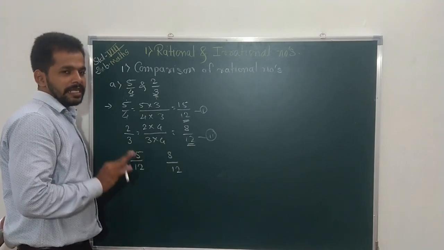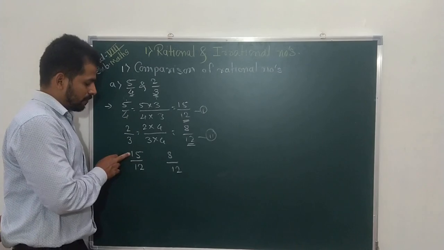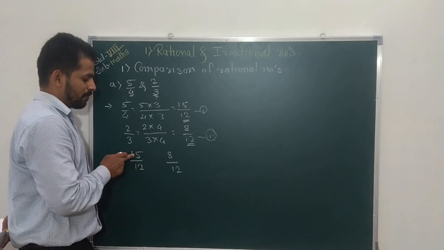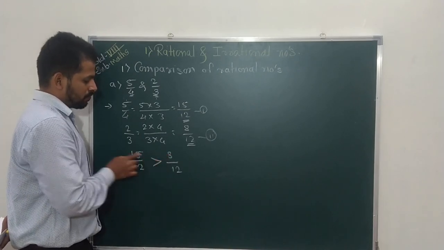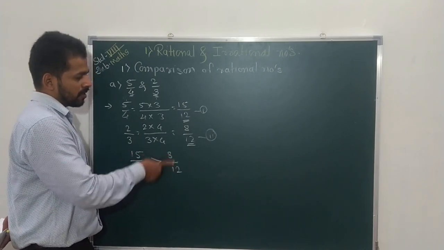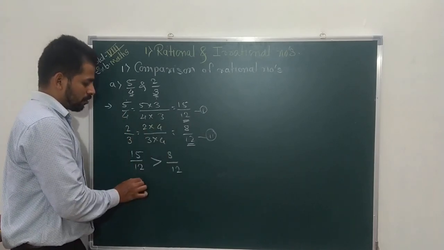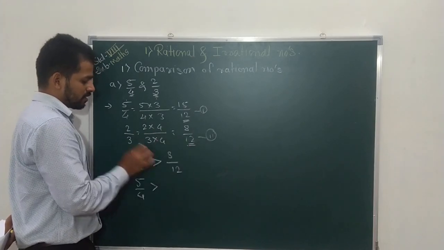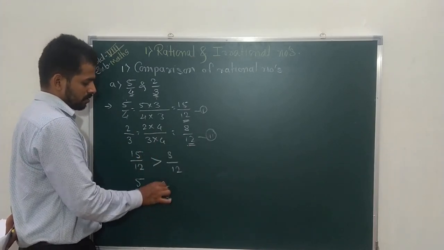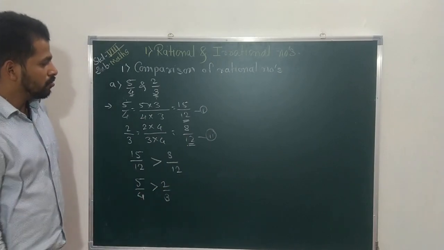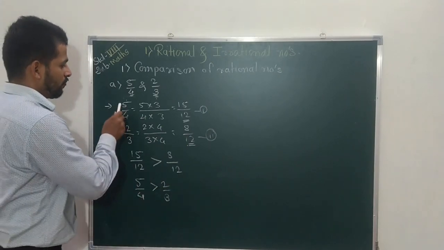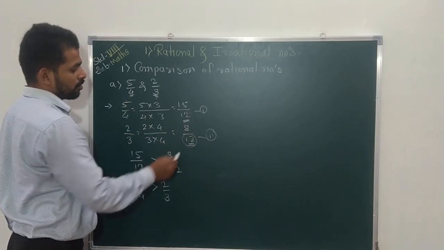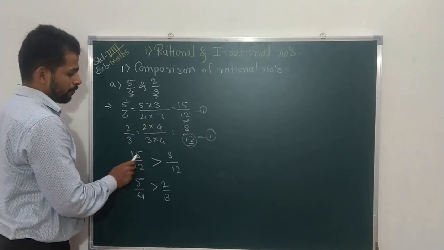Now, whose numerator is greater, that rational number is greater. So 15 upon 12 and 8 upon 12, the denominator is the same. So compare 15 and 8. 15 is greater than 8, that is, 15 upon 12 is greater than 8 upon 12. 15 upon 12 is nothing but 5 upon 4, and 8 upon 12 is nothing but 2 upon 3. Okay, 5 upon 4 is greater than 2 upon 3. Understand? First we have to make the denominators the same, and then compare the numerators.